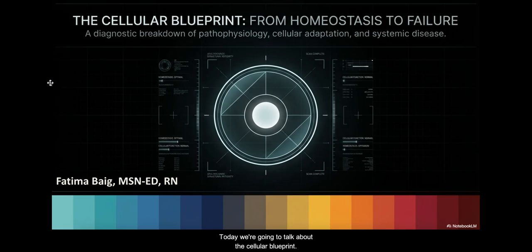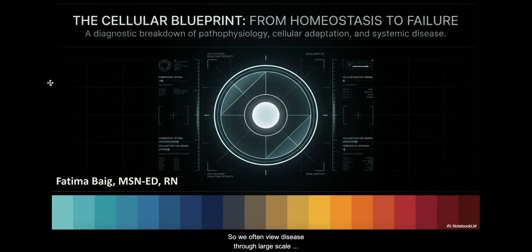Today we're going to talk about the cellular blueprint. We talked about the overview of pathophysiology in the previous lecture. Now we're going to focus on the cell itself. Along with this lecture, please look at your key points in your module, and you can use your study guide to take notes as we go through this.